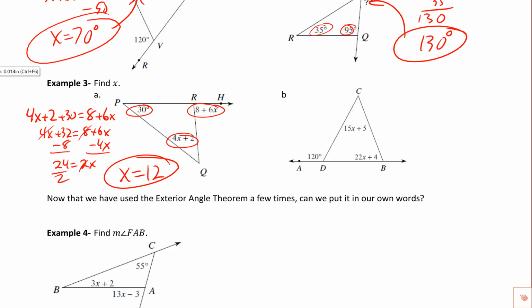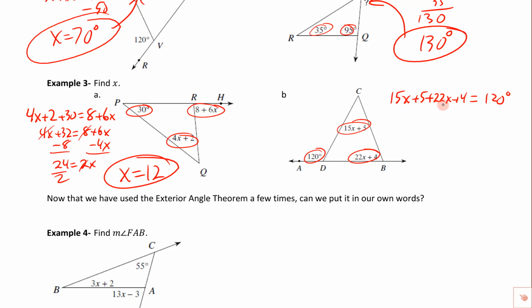Okay, let's take a look at this one. Again, we've got this angle on the outside, and these are the two remote interior angles. So I'm going to take the two on the inside, add those together, 22x plus 4, and set it equal to the one on the outside, so that's going to be 120. All right, let's see what we've got here.